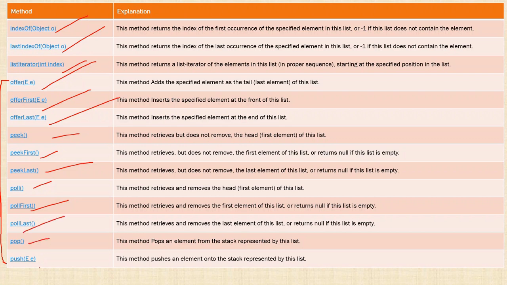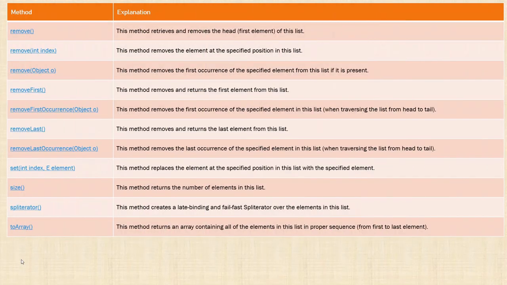Pop and push. This method pops an element from the stack represented by this list. So pop means it will delete, and push means it will add. Remove, it will remove. This method retrieves and removes the head, the first element of the list. Remove by index, so you can remove index wise, or you can remove object wise. RemoveFirst, it will remove the first element.